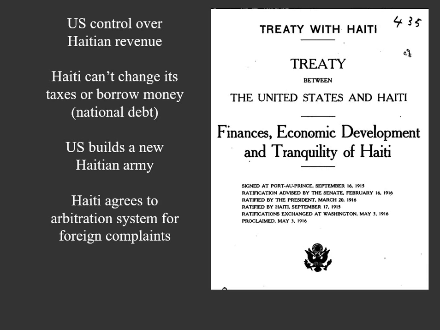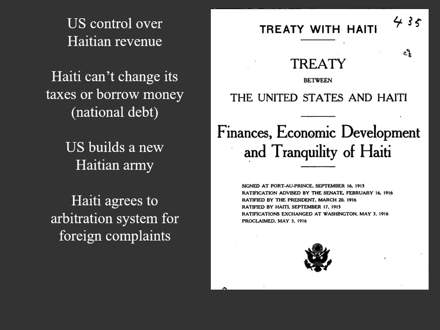And the treaty forces Haiti to agree to a binding arbitration system for any complaints about foreign companies in Haiti. And binding arbitration is an important thing that you should probably know about, even regarding credit cards and car loans and things like that today. It basically means that when you agree to binding arbitration, you no longer have the freedom to sue in court. If you think you're being wronged, you cannot just file a lawsuit. You have to go to this arbitration process that the other side usually controls.